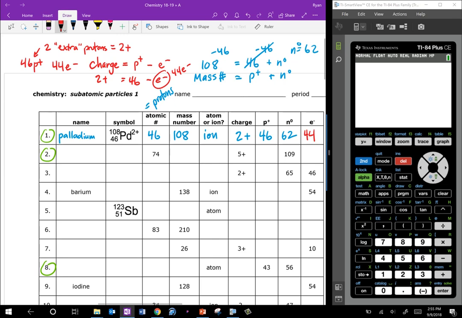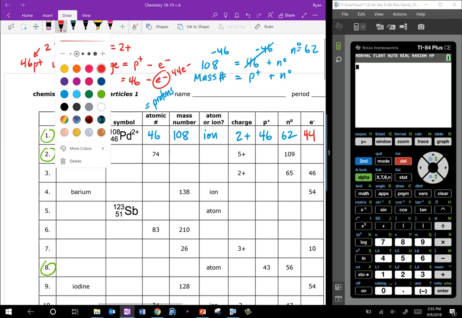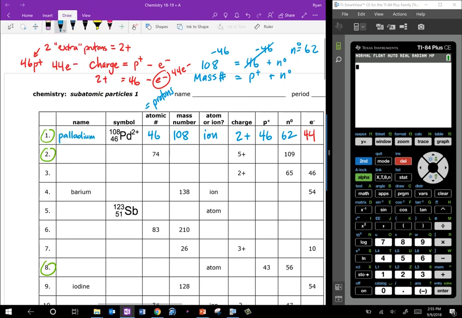Now let's look at another one. Let's look at number 2. I've been given some pretty important information right away here. They gave me different information on question 2 than they did on number 1. They said that I've got an atomic number of 74. They've also mentioned in this question that there's a charge of 5 plus and that there are 109 neutrons. All that's going to be important, just not right away.